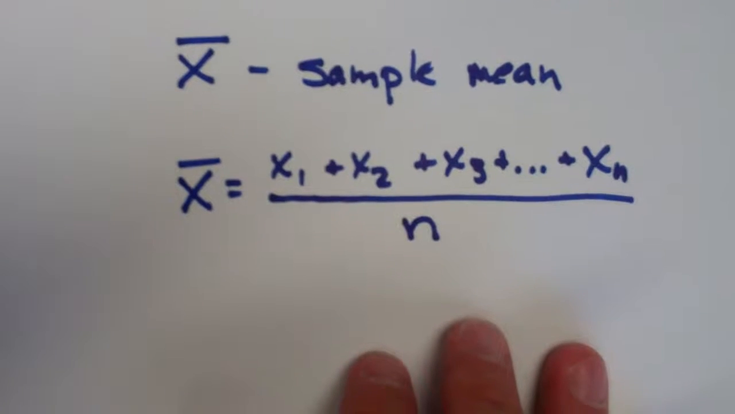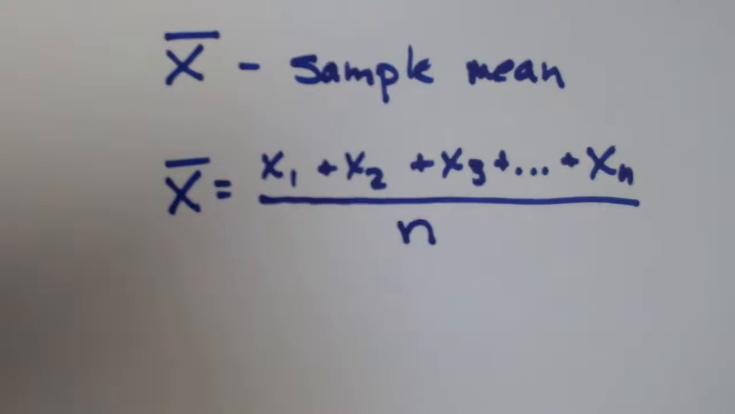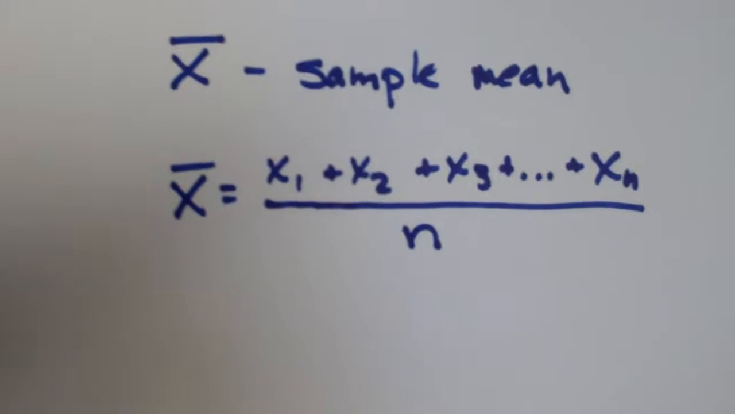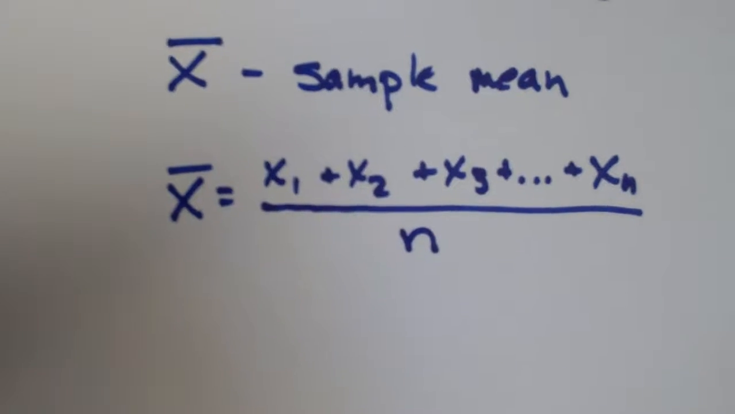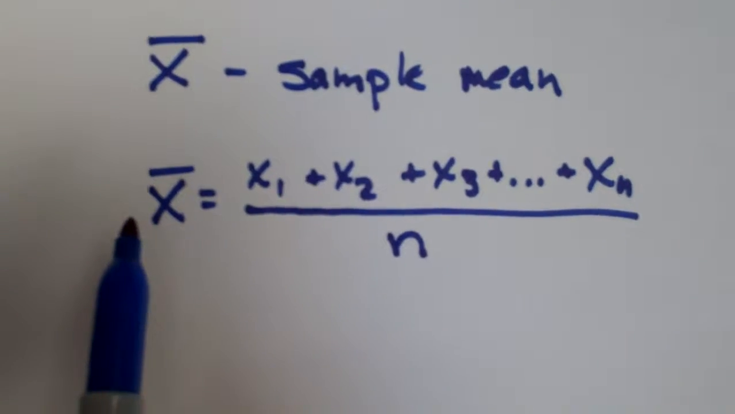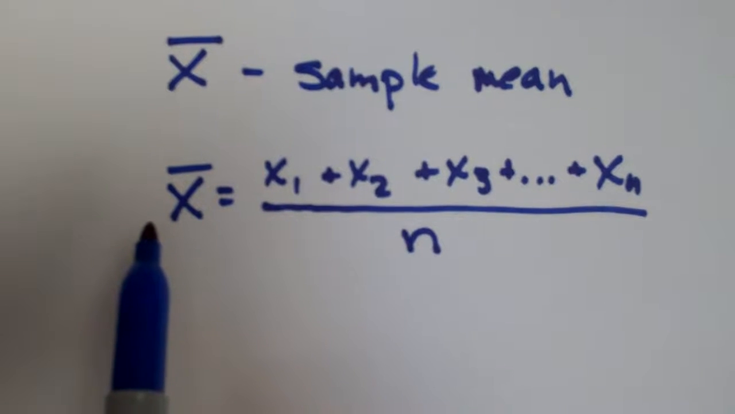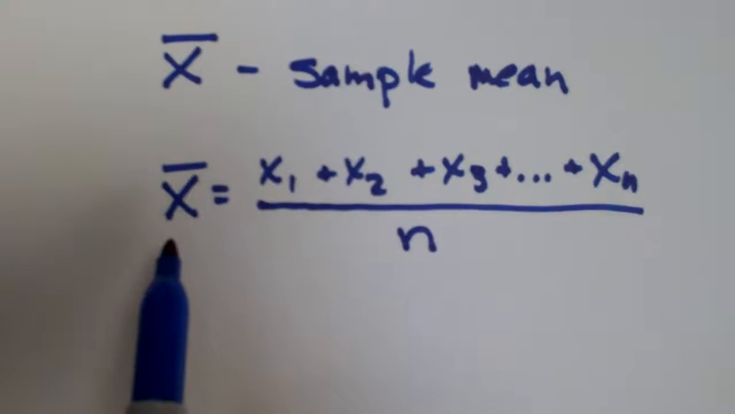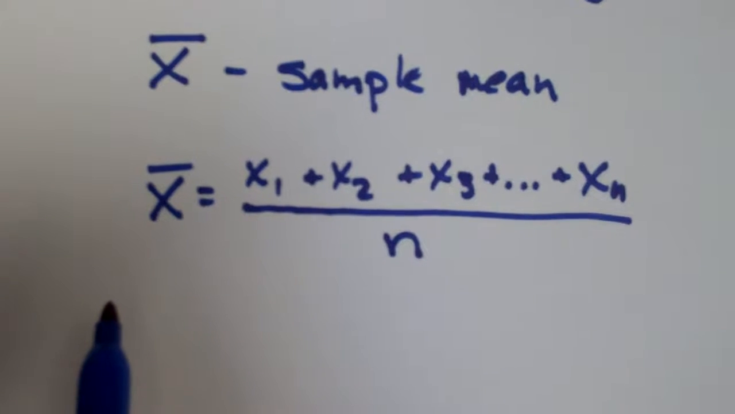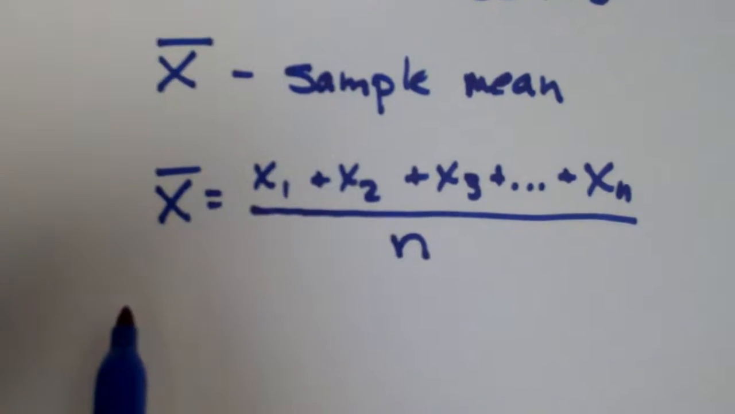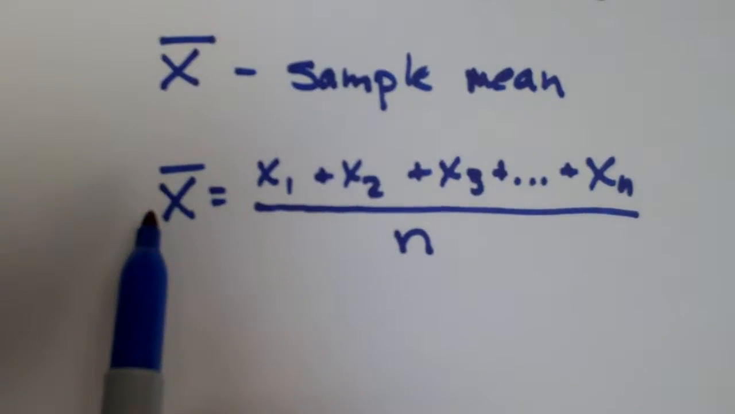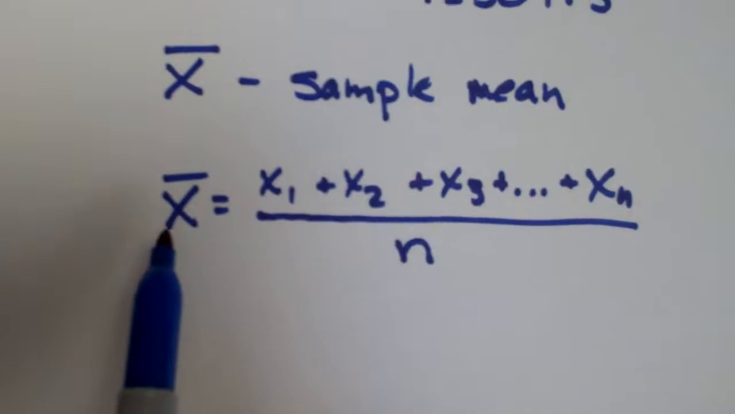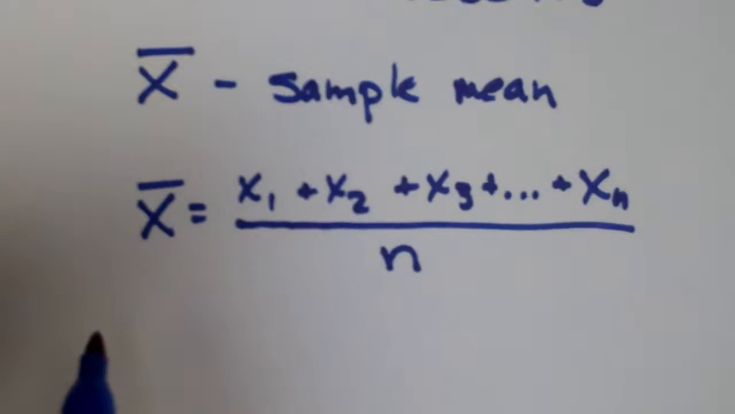Now you notice that when we talked about a population, we used mu to represent the population mean. Greek letters represent population parameters. Latin letters represent sample parameters. So we see the X bar for our sample. We used mu for our population. Now this value is a random variable. X bar is not going to have the same value every time.